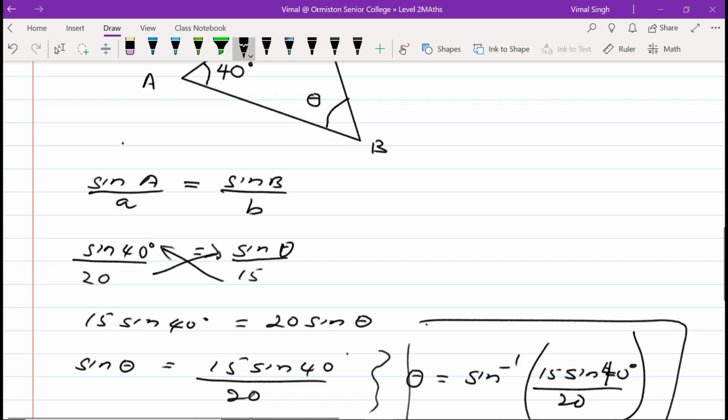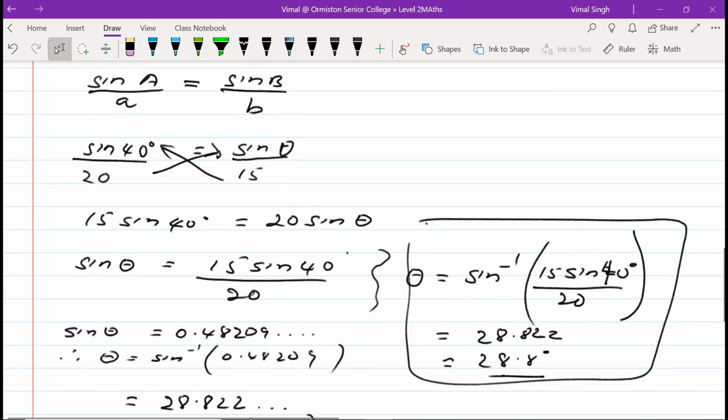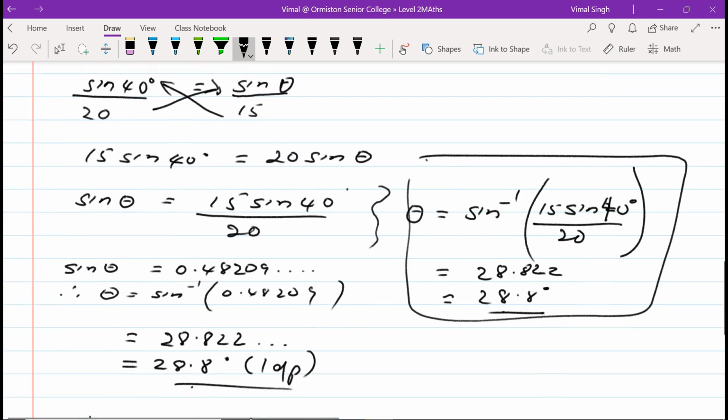Solving for sine theta, you solve all that, and sine theta is equal to 0.48209. So theta will be sine inverse of the answer you get over here, which is 28.822 degrees, and rounding that to 1 dp will give you 28.8 degrees.